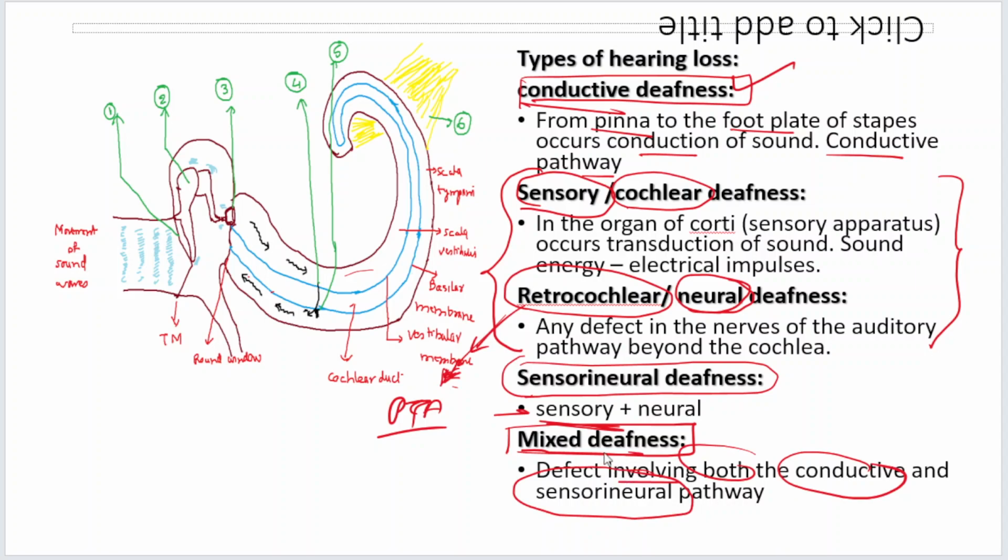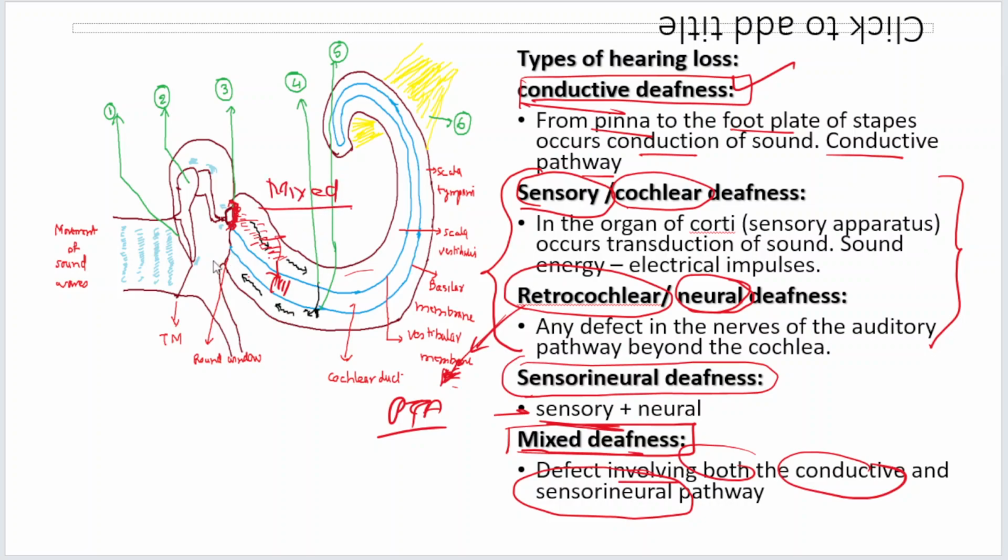What is an example for that? The example for that will be cochlear otosclerosis. So, sclerosis, there is some new bone formation causing fixation of the footplate of the stapes to the oval window. At the same time, this extra bone formation is releasing toxins into the inner ear fluids, causing sensory kind of deafness. So this patient is going to have mixed kind of deafness.